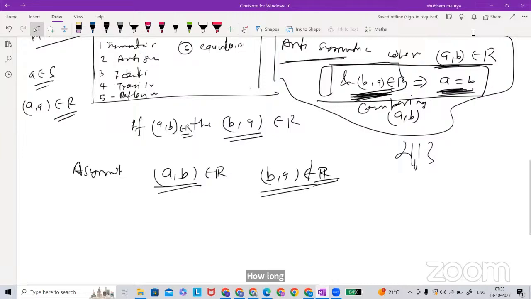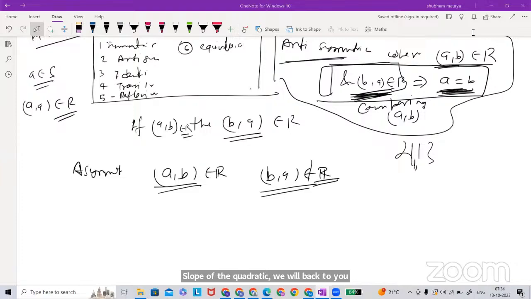Okay, let me go with the next one. We will come back to the slope of the quadratic. Roshan is the next one. Please raise your hand. I will come back to your doubts because many students have raised their hands.